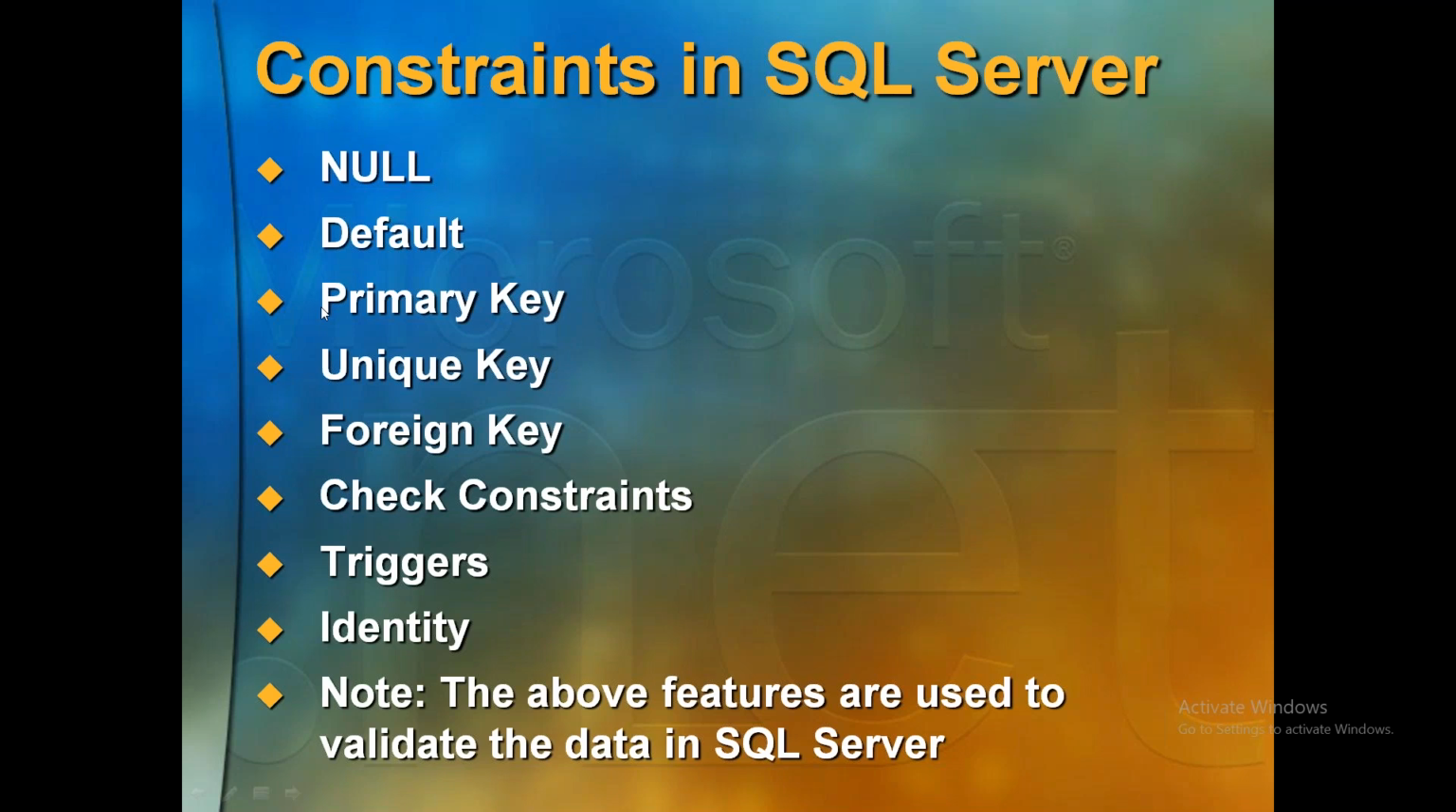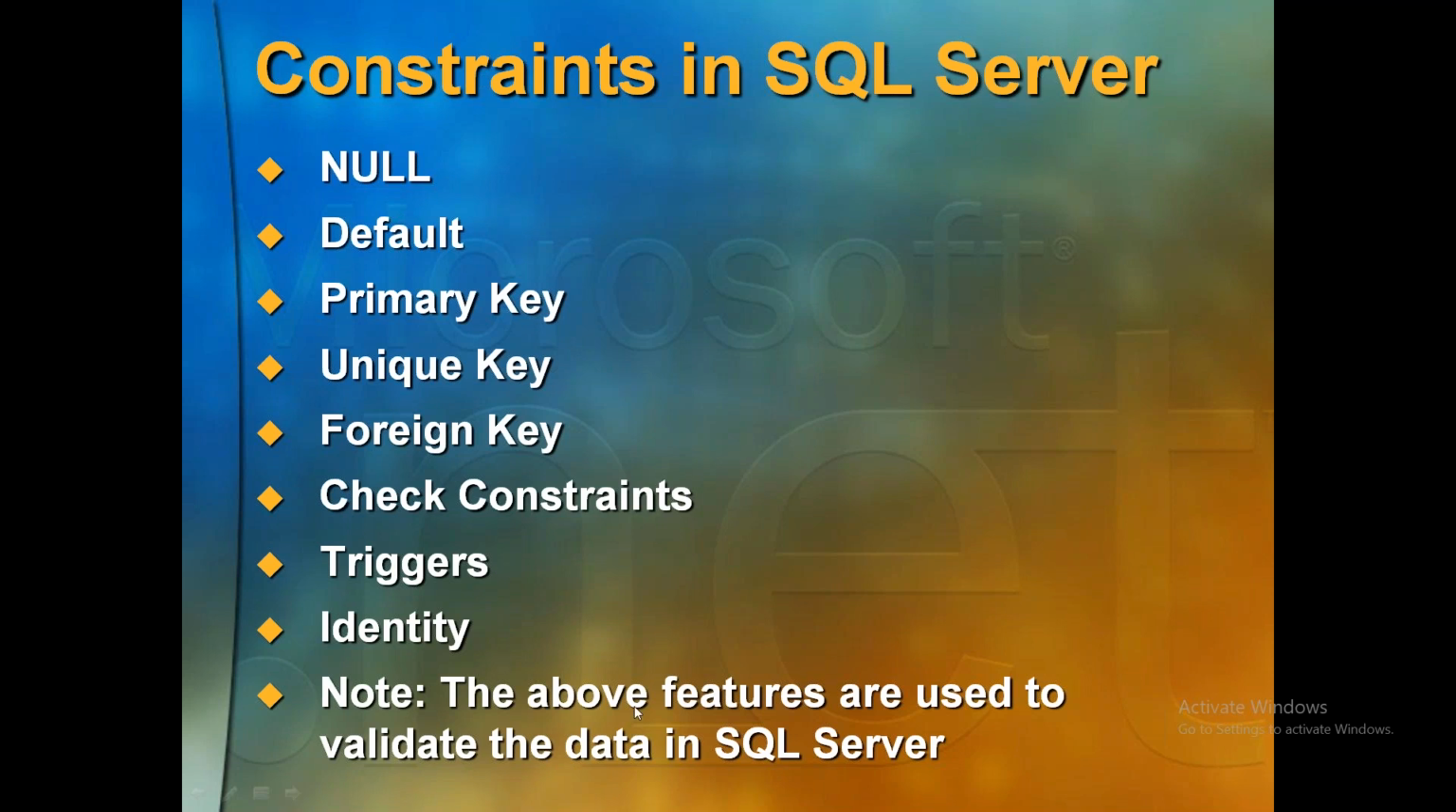GUID is an automatically generated hexadecimal number. It is not I need one, I need two, I need three. It will not give you like that. It will give you some unique hexadecimal number. Then check constraints, triggers, and identity. Clear? So these are the things we discussed. Triggers we did not implement yet.